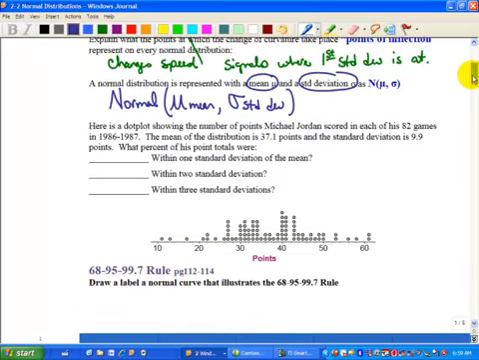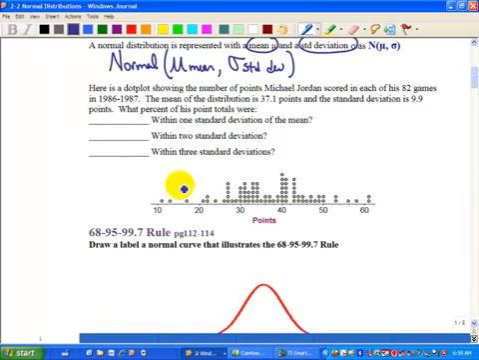Okay, so let's try an example. Here's a dot plot showing the number of points Michael Jordan scored in each of his 82 games in the 86-87 season. Ooh, that's old school. The mean of the distribution is 37.1. I'll just circle it. And the standard deviation is 9.9. What percent of his points were within 1 standard deviation, within 2 standard deviations, within 3 standard deviations? Oh, it sounds like we're going to have to make some kind of curve.